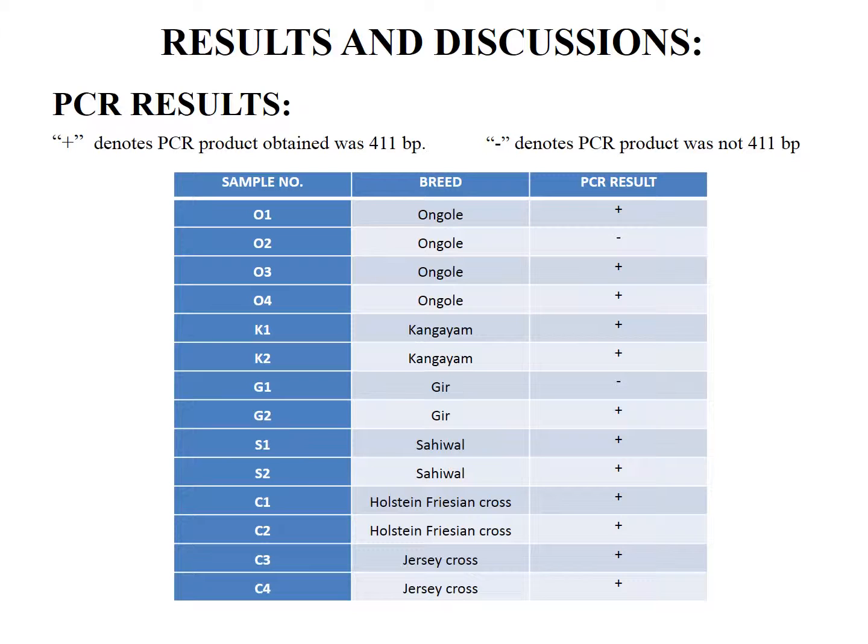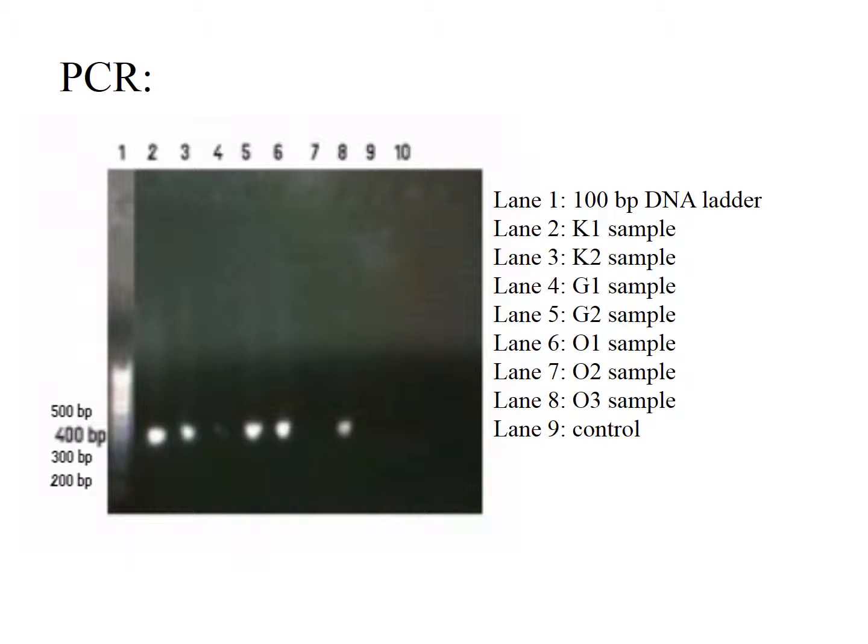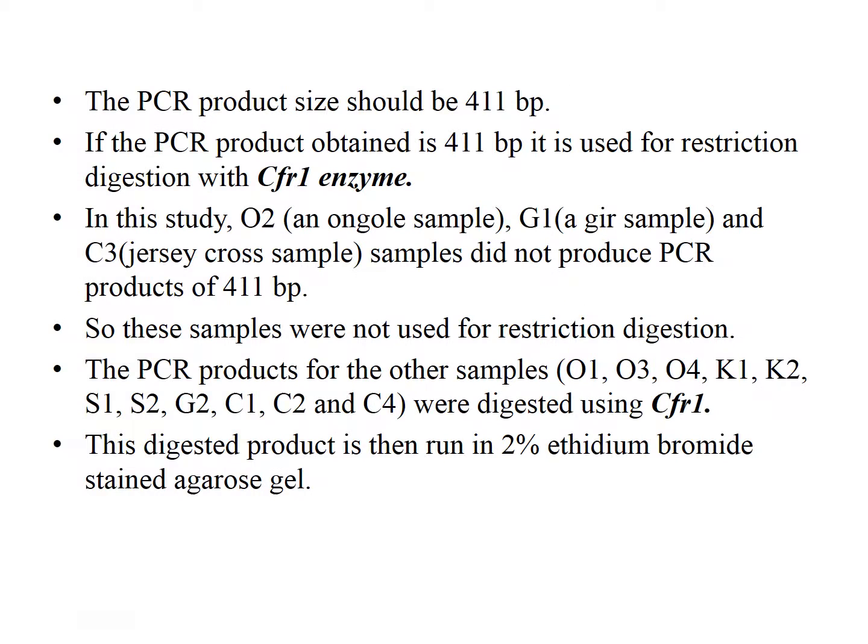Results and discussion. The results shown in the PCR studies are represented in the following table. A positive sign denotes a PCR product of 411 base pairs. Negative denotes a PCR product that is not 411 base pairs. The PCR product should be 411 base pairs. If the PCR product is obtained, it is used for restriction digestion with the CfrI enzyme.